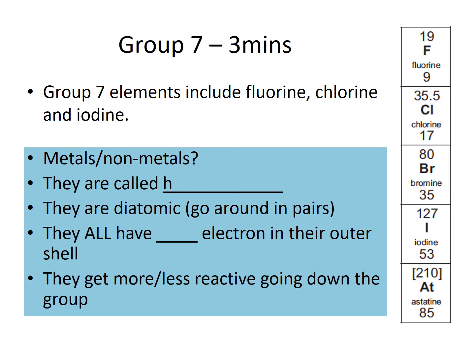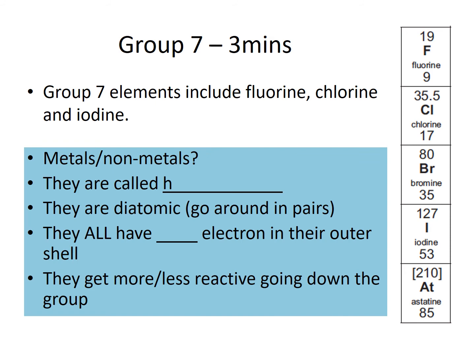So that was it for the group 1 metals, the little bit of revision that we did for all of those. Well done if you got those questions correct. Now we're going to go on to group 7. So group 7 elements include fluorine, chlorine and iodine, as you can see on the image on the right of the screen.